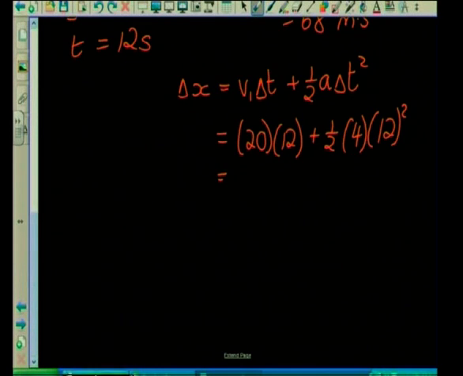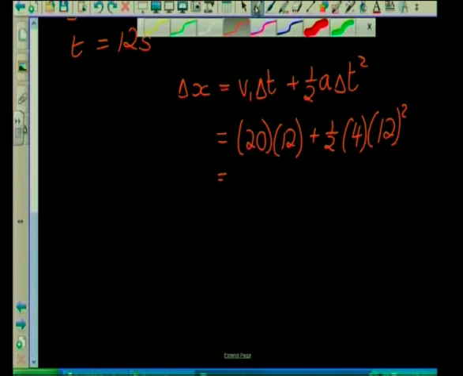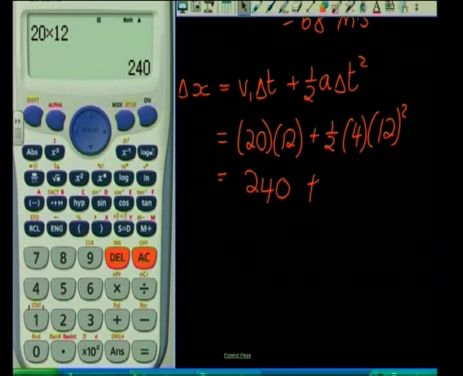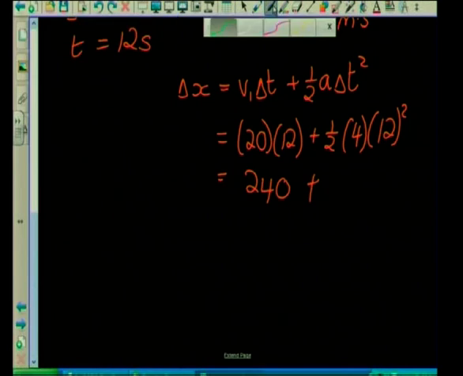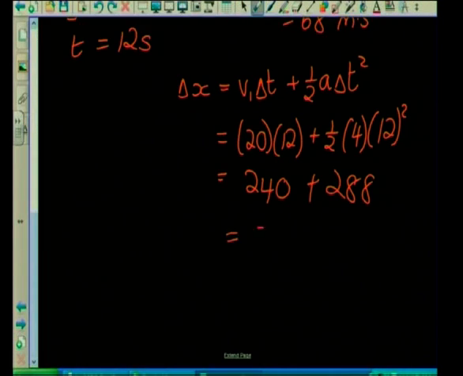Okay, so let me just show you how we would do it. So we've got 20 times 12, 240, plus we've got a half times 4 times 12 squared, 288. And just in case, I just want to show you, do not try and do this in your head if you struggle, and that's fine, 528.